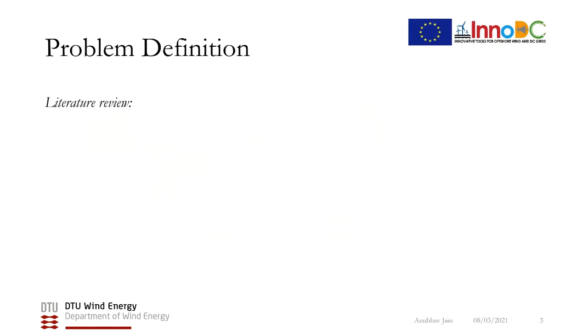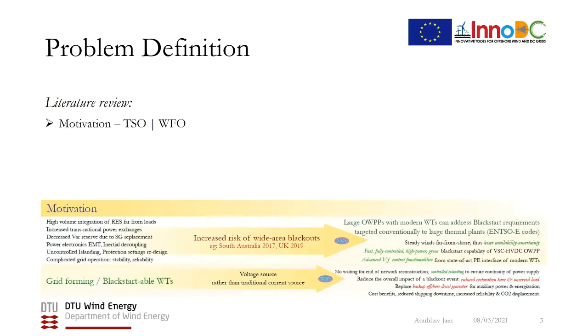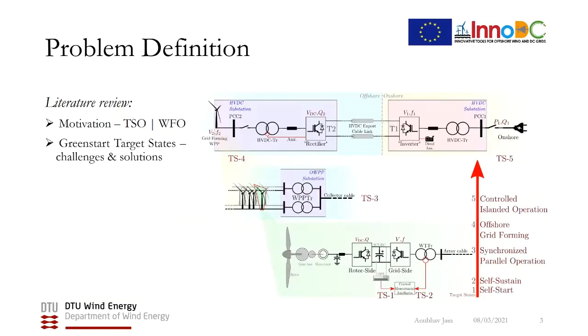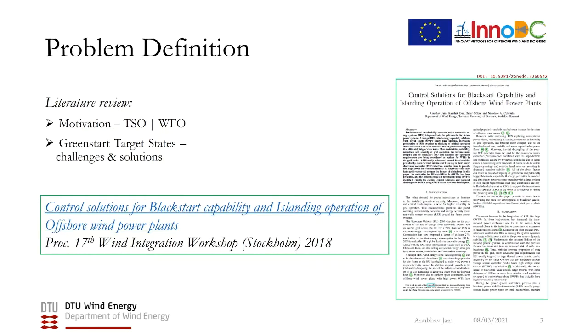I started, as all do, with a literature review to understand the problem and give structure to it. This resulted in first answering the why of the problem with the main motivation factors, and then breaking the problem into subparts, defining them as target states, and identifying the technical challenges associated with each stage, along with the state-of-the-art control solutions. The output of this work was a poster and paper presented at the Wind Integration Workshop in 2018.